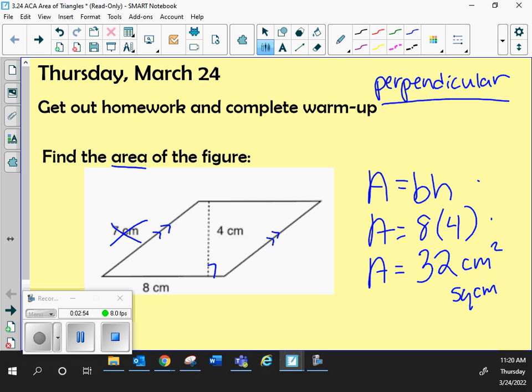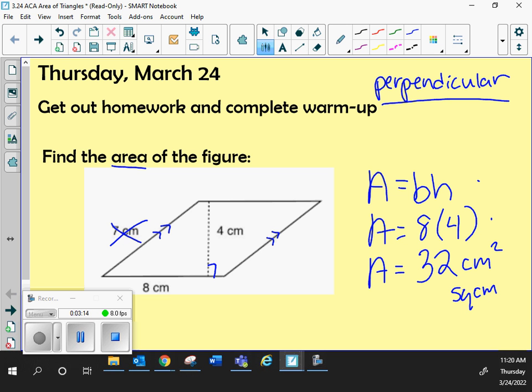Again, the reason why it's square centimeters is because, if you remember yesterday, we had those pictures with the grid lines on it. There are 32 full squares in that shape. Area is talking about the space it takes up, so that's why we say square centimeters, because each one of those squares is going to be a centimeter tall and a centimeter wide.